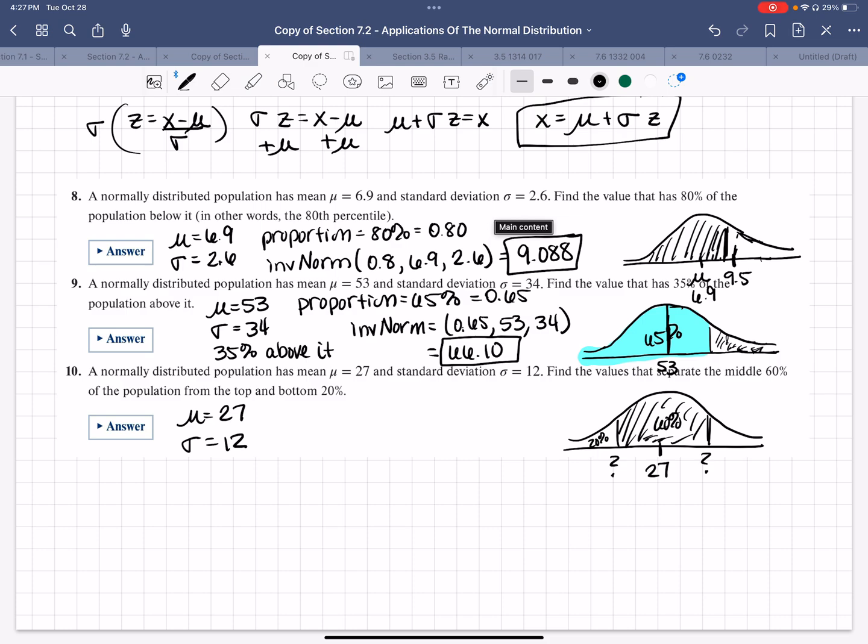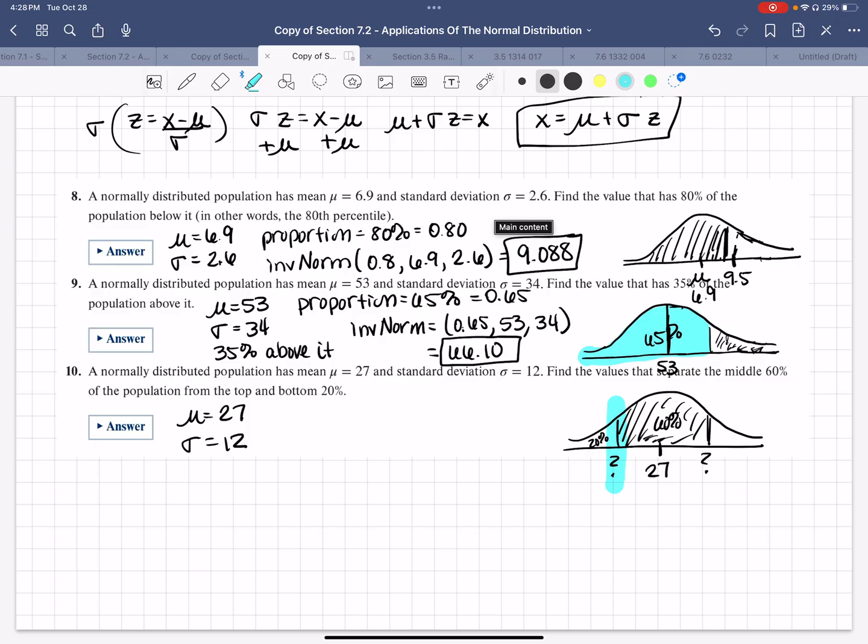Now, this one's not going to work out as nicely as our inverse norms from 7.1, because in 7.1 our mean was 0 and our standard deviation was 1. So we'd have a 0, a -1 and a 1, a -2 and a 2. What that meant was if we found the left one, which would be negative, then we could just make it positive over on the right. That's not going to work here, guys. So we're actually going to have to find two different values to start with. You can't do the plus or minus there.